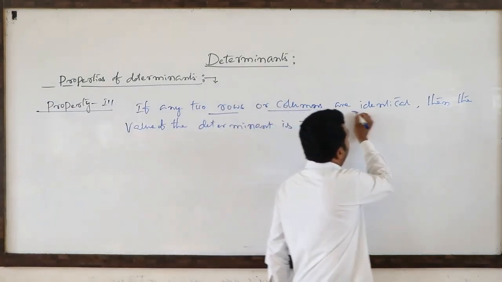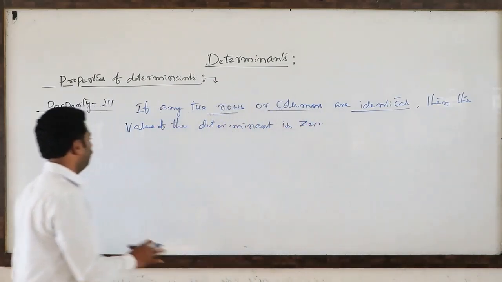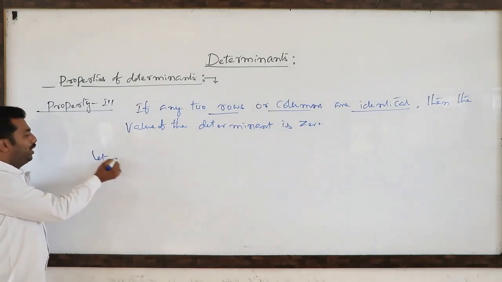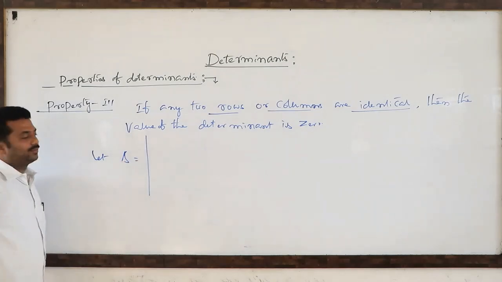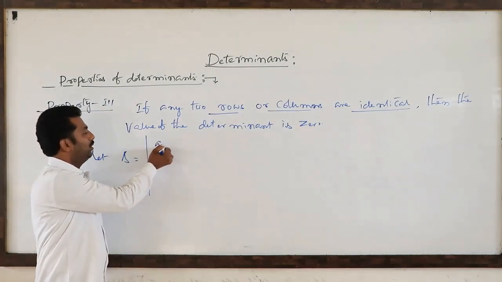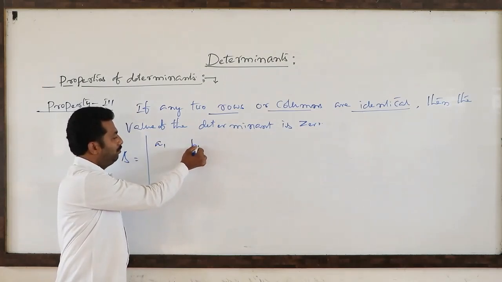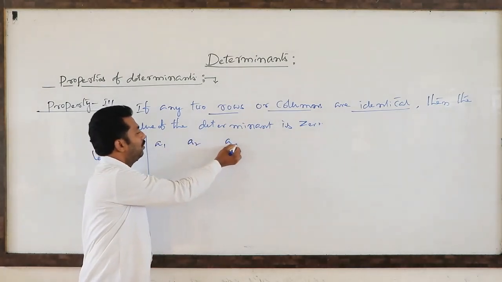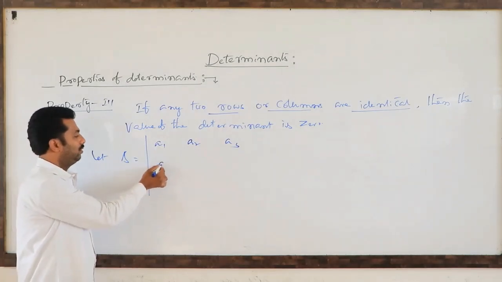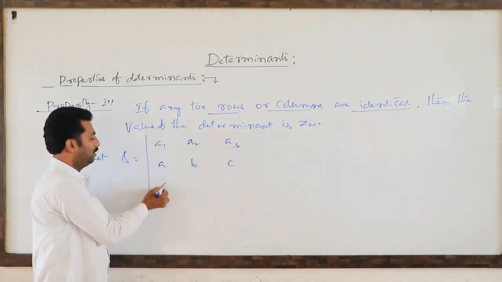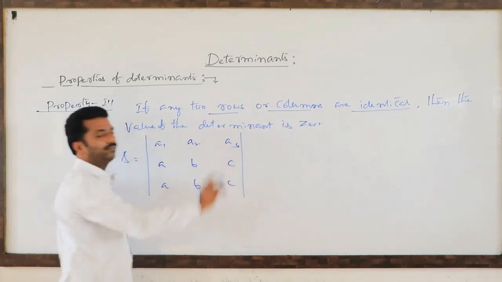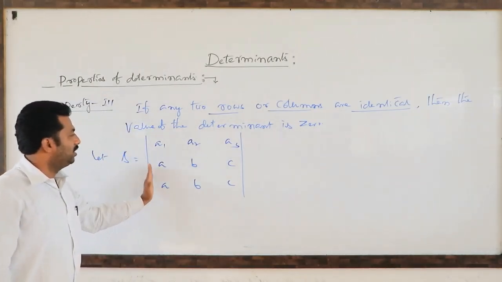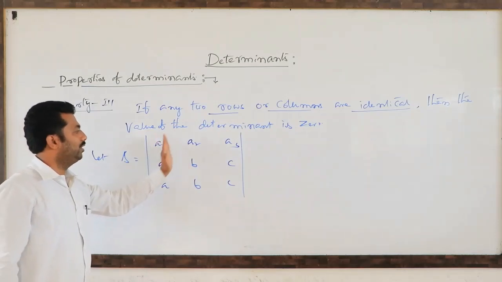Two columns are identical. So what is the meaning of two rows or two columns being identical? Just observe. We are assuming delta equals the determinant with first row A1, A2, A3 and second row A, B, C. Now observe: two rows or two columns are identical means, just take C1, C2. This is C1, this is C2.